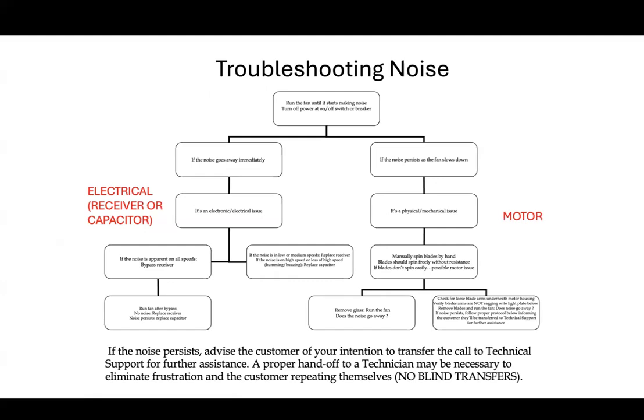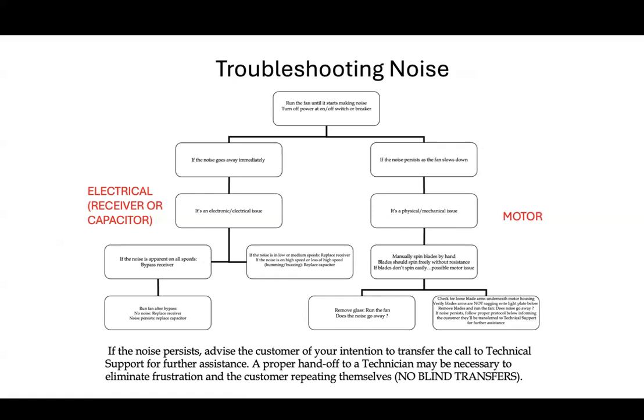Additionally, it's critical to check the installation instructions when you have noise issues. While noise can be caused by a receiver or motor defect, it can also be caused by simple installation issues like a loose piece of glass, over-tightened screws, or a wobbly canopy cover.